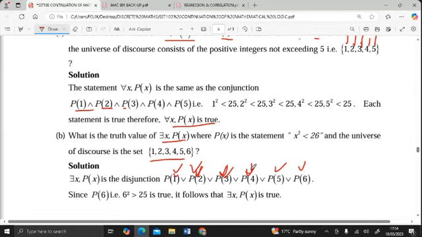All this applies to this. All of them are less than 26. Now, for the case of the exists, where P(x) is this, and the universe of discourse is 1, 2, 3, 4, 5, 6, it is also true.